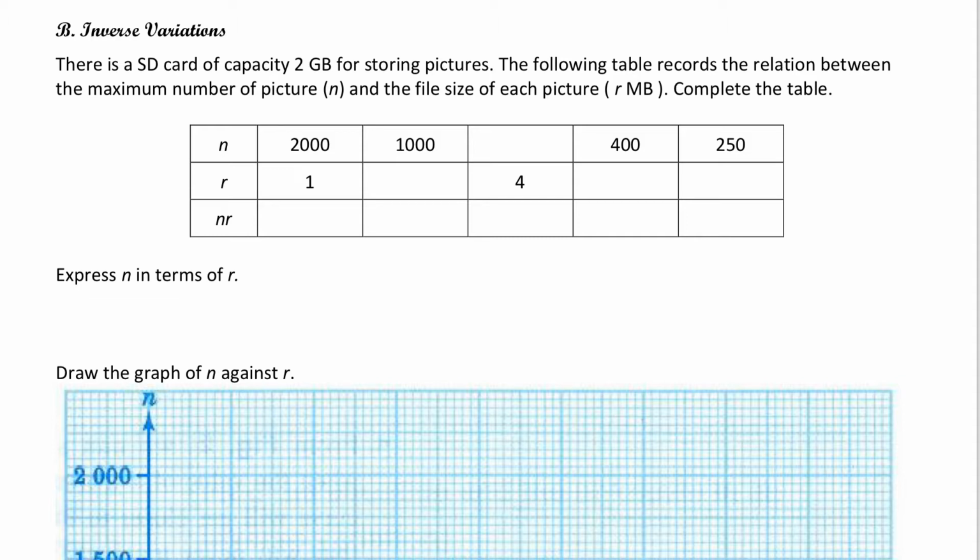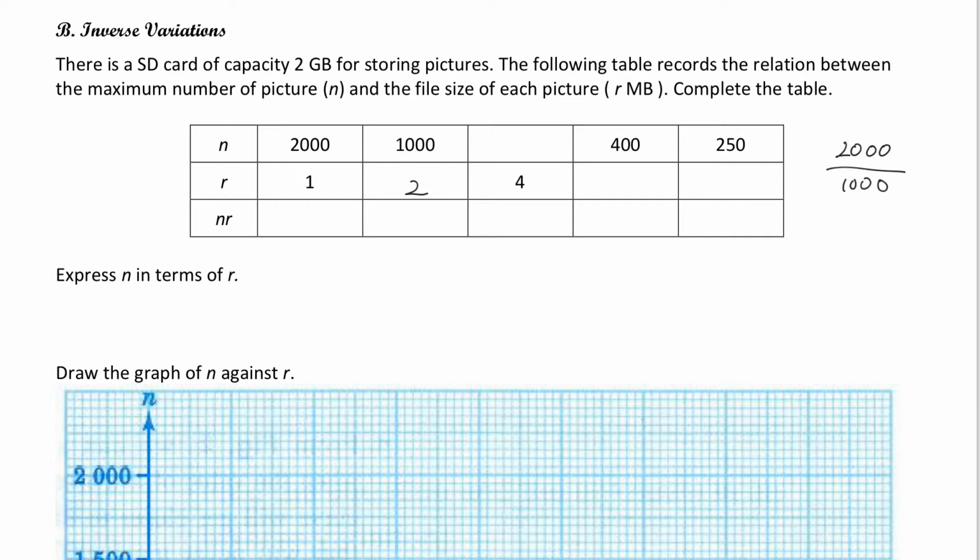Similarly, if I only need to take 1000 pictures, and I want to use the maximum file size because I want to keep good quality, I know how to find the file size. I use the total capacity divided by the maximum number of pictures.